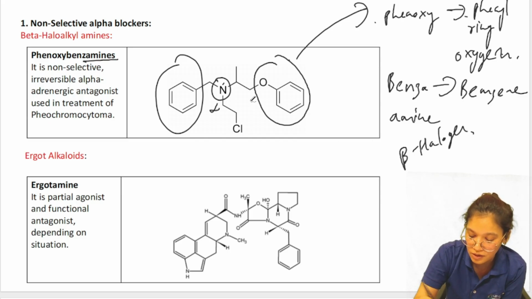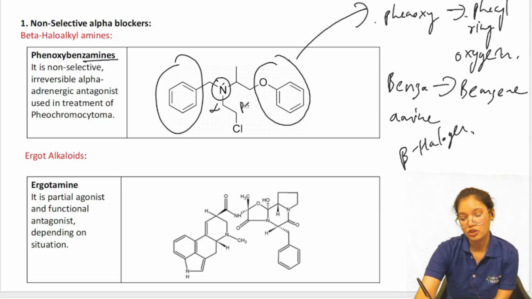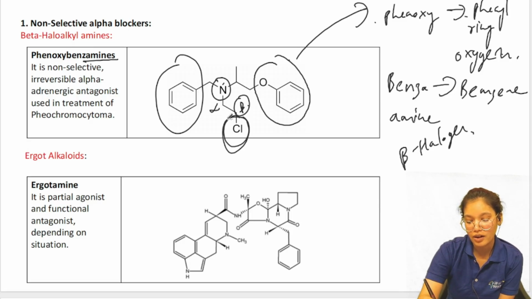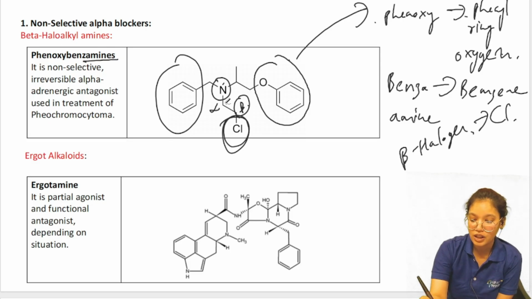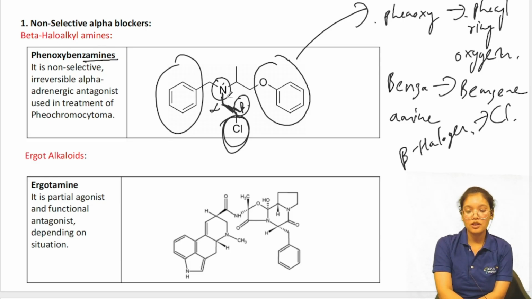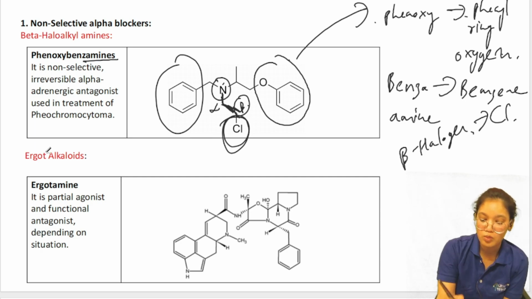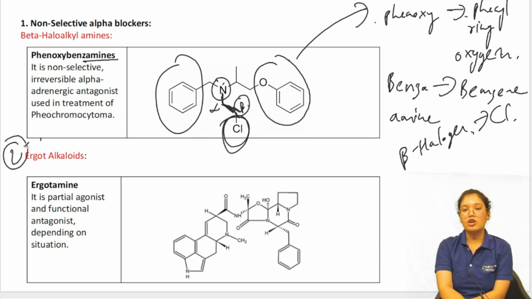So this is the alpha position and this is the beta position. At the beta position we have a halogen group, that is chlorine attached, and an alkyl chain. This is the alkyl chain that is attached to the amine group. Okay, so phenoxybenzamine. Now moving forward towards the ergot alkaloids.